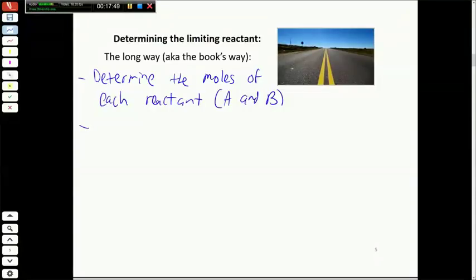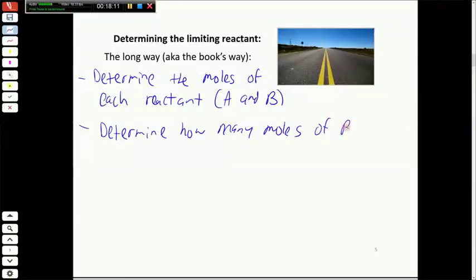So now that we know how to do stoichiometry, if we know the moles of A, for example, we can figure out how many moles of B are required to react with that many moles of A. Or you could do it in the opposite direction. How many moles of A are required to react with that many moles of B? That just comes from the mole ratios in the balanced chemical equation, as we just did. So you determine how many moles of B are required to react with that much A.